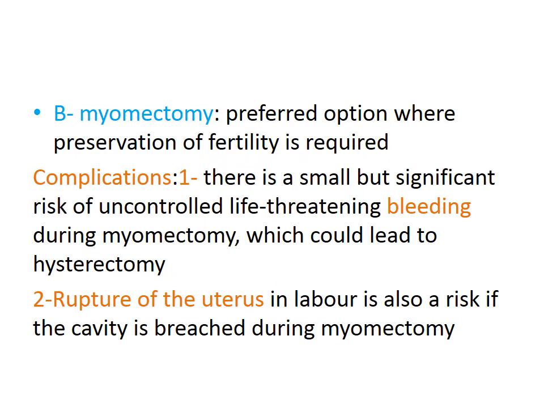The second surgical option is myomectomy, which is the preferred option when fertility is desired. Complications include a small but significant risk of uncontrolled life-threatening bleeding, which could lead to hysterectomy intra-op. The second possible complication is rupture of the uterus in labor. That is to say, after removing the fibroid, the woman may become pregnant later on. There will be a risk of uterine rupture, especially when the cavity is breached during myomectomy.